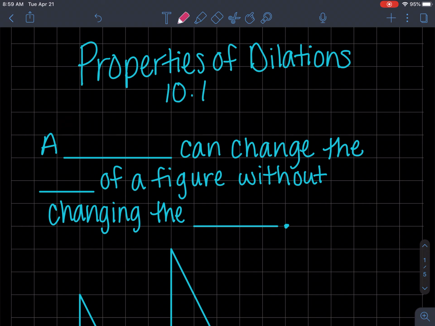Okay, so first to start with the definition, a dilation can change the size of a figure without changing the shape. So shape is going to stay the same, size is going to be different. So what we're going to be doing is using ratios of the corresponding sides of the two shapes that we look at to determine whether or not it was a dilation or if the shapes just look a little bit alike.